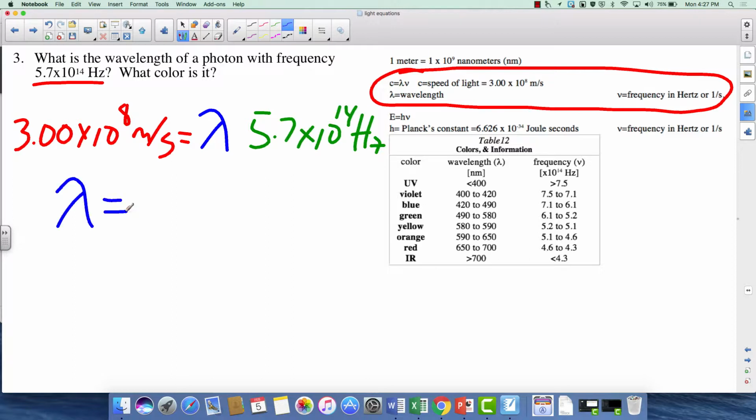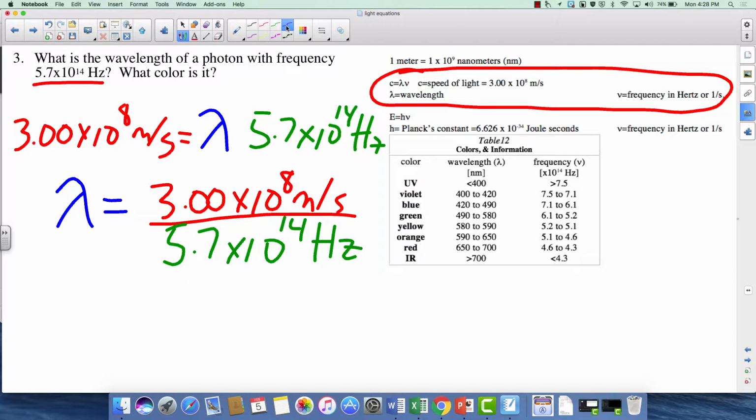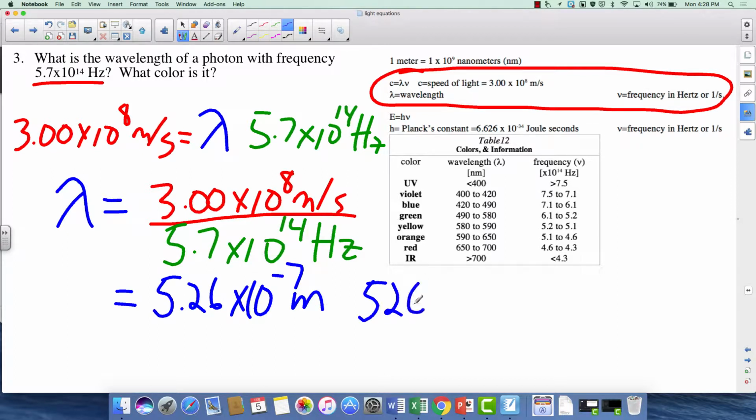To solve for wavelength, I'm going to move the green number over to the other side of the equation. And when I do that math, I get an answer of 5.26 times 10 to the negative 7th meters, or 526 nanometers.